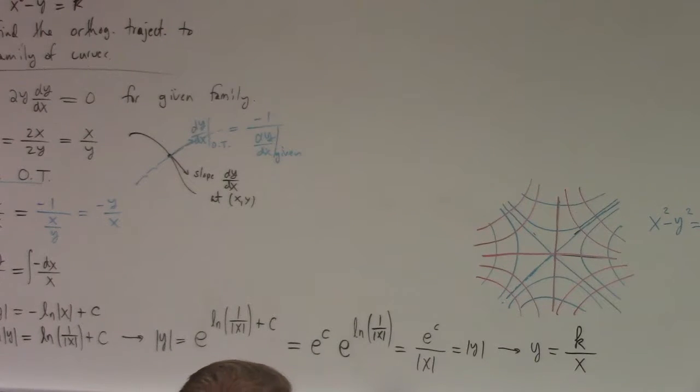And those are orthogonal trajectories. Okay, so what's the point here? How do you find the orthogonal trajectories to a given family of curves? Find dy dx, right? And then solve dy dx equals minus 1 over that, whatever that is.